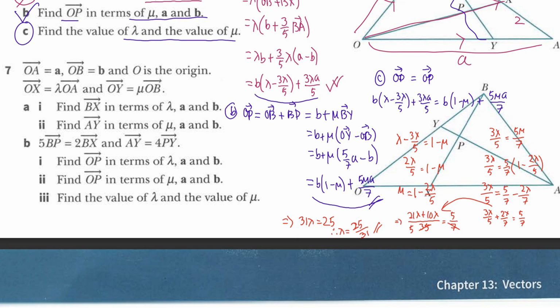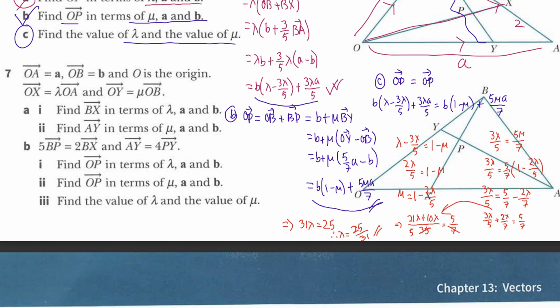Okay, this is the lambda given, so we just put this value of lambda in our first equation, which I wrote here. This is the equation to get the value of mu. Therefore we can write mu equals 1 minus 2 by 5 of the lambda value. We got 25 by 31.